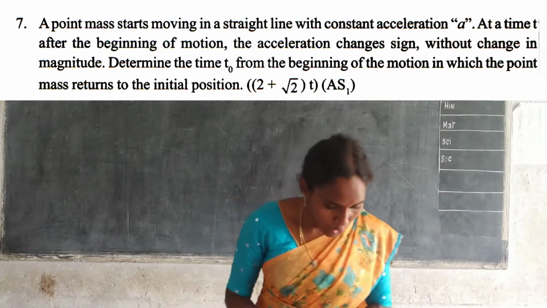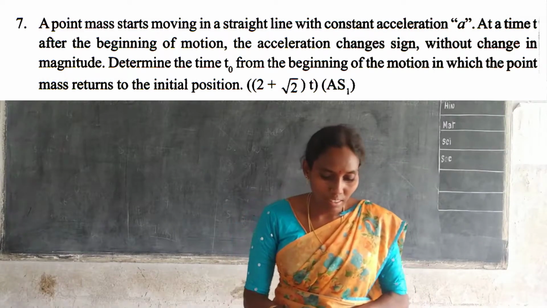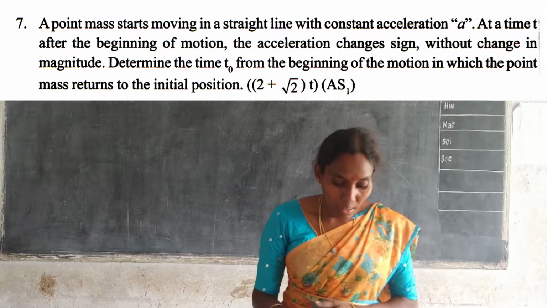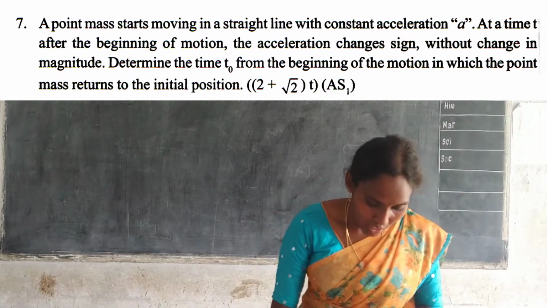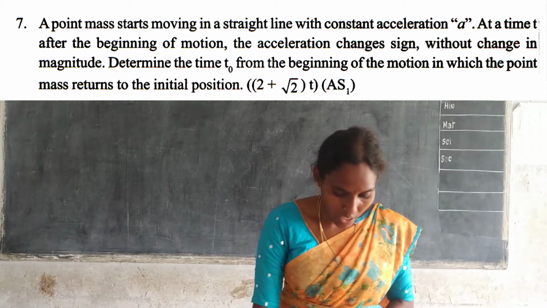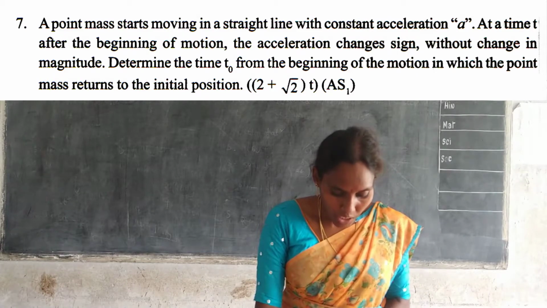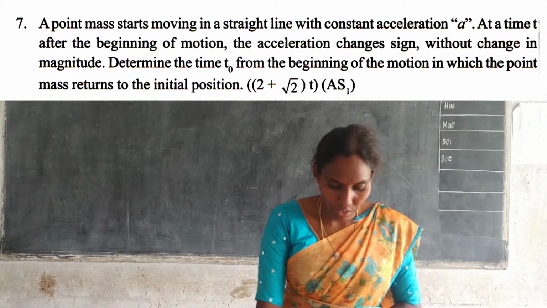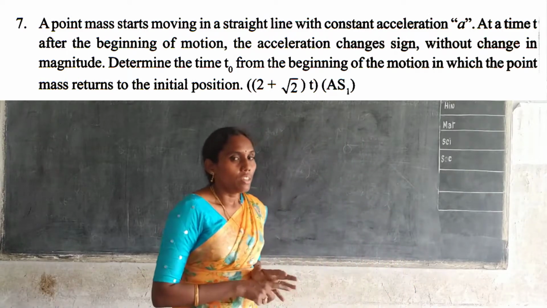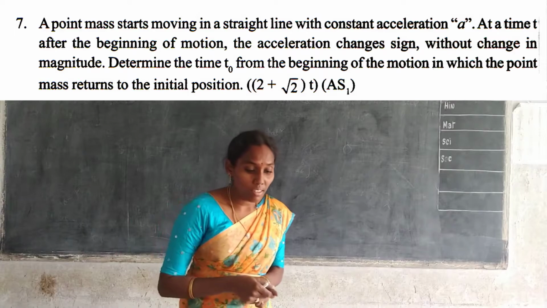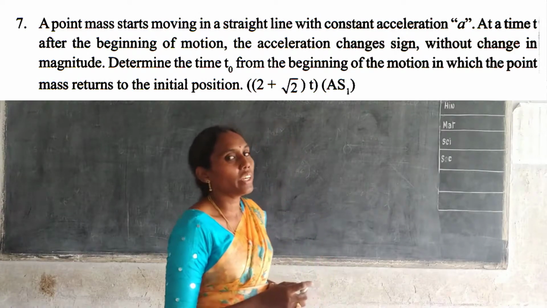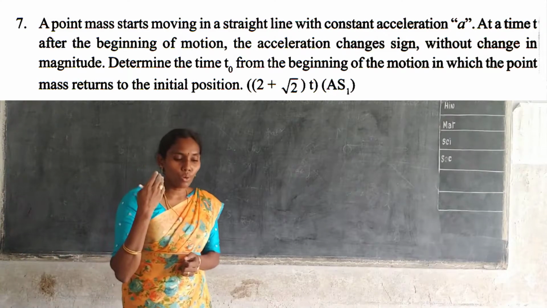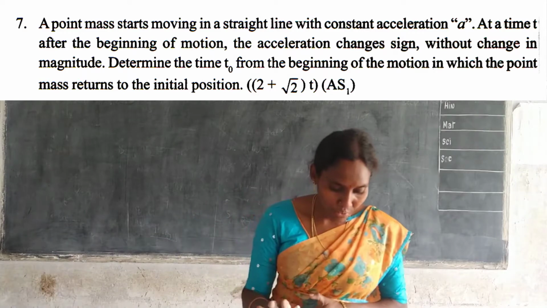A point mass starts moving in a straight line with a constant acceleration A. At a time t, after the beginning of motion, the acceleration changes sign without change in magnitude. See the first one: a point mass starts moving in a straight line with constant acceleration. Here in this one, there is no time, no initial velocity and no final velocity given.